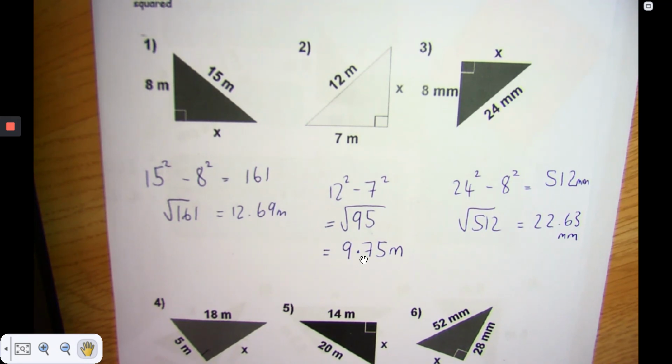So have a go at the other worksheet that's going to be attached to this document, and that'll be a great start for your Pythagoras.